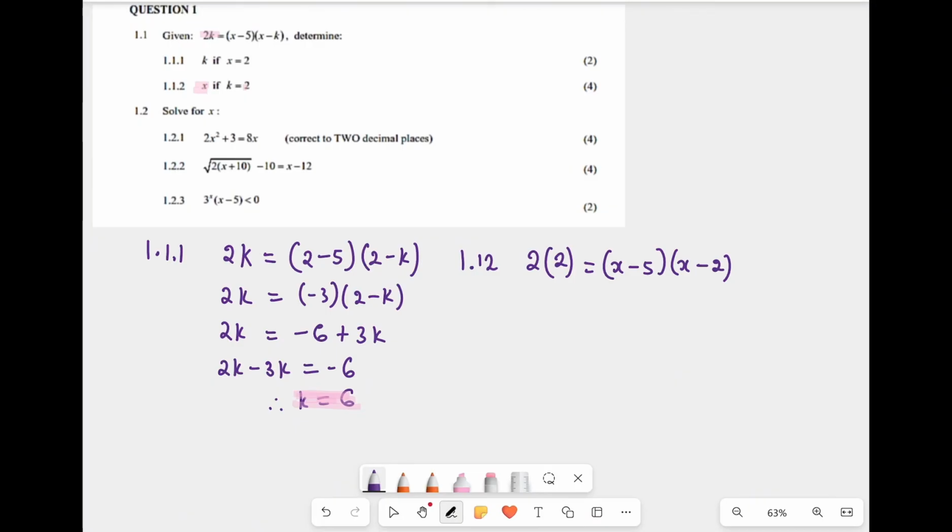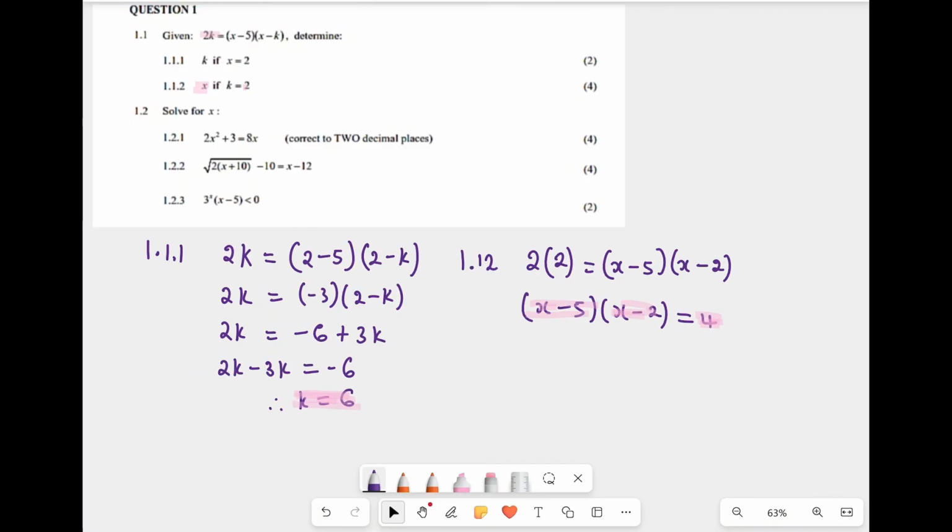Now, this is the same as x minus 5 into x minus 2. Now, what is 2 times 2? 2 times 2 is the same as 4. Now, we can see here that we have the product. Unfortunately, our product is not equal to 0. So if the product is not equal to 0, that means I still need to remove the brackets. So I will multiply the bracket out.